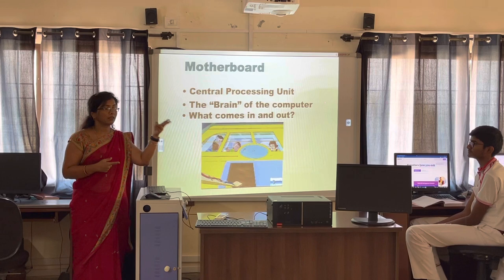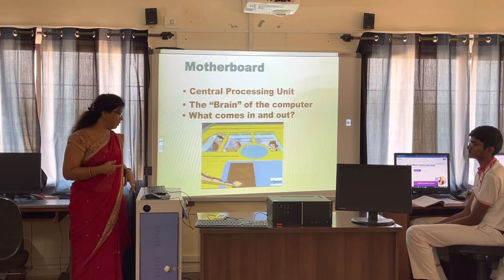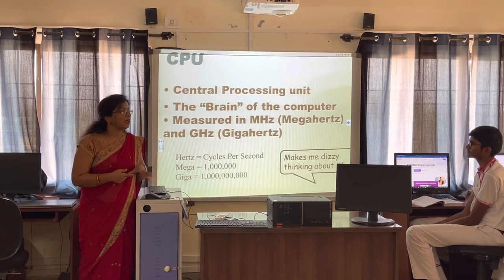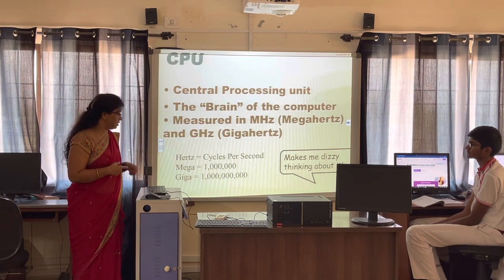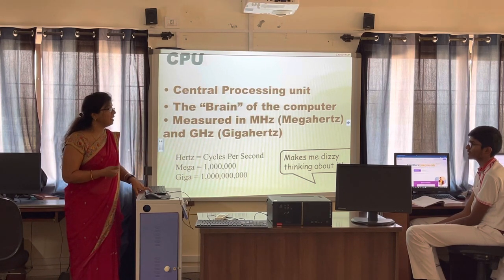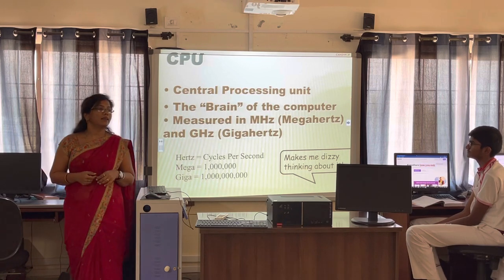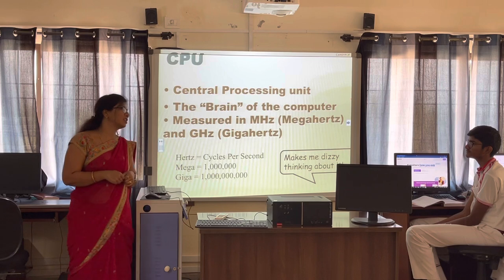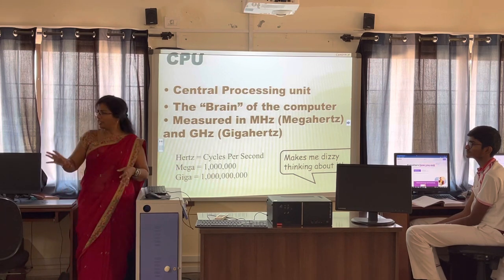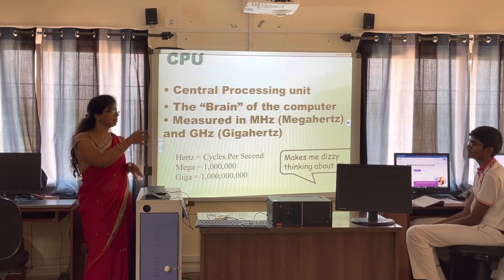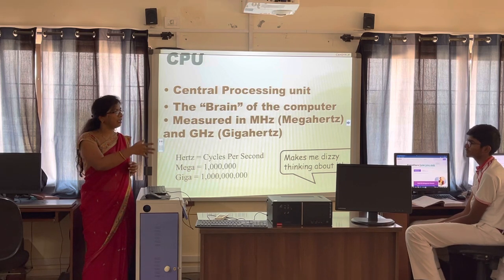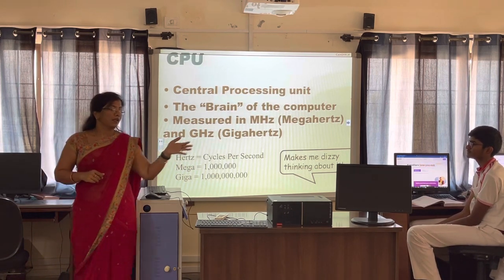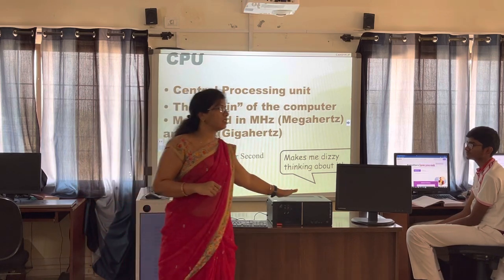Now this control unit is again divided into two parts. That is the arithmetic logical unit, which is nothing but ALU, and the logical unit. Now what is ALU? ALU is simple calculations, logical is true and false, thinking and acting accordingly. Done. This is how your CPU is done.